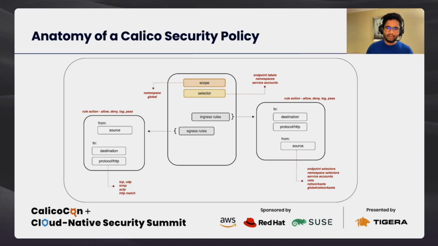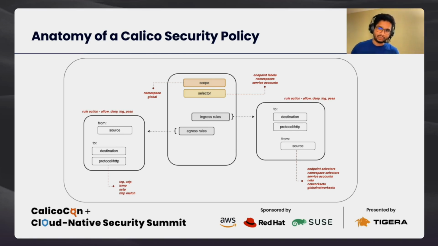Now, a policy is going to have one or more ingress and or egress rules. And if you look at a particular rule, in a rule you could have either an allow, deny, log, or pass action. And in an egress rule, if you look at the destination, there's a to field there where you could specify the destination and the destination protocol. There's also a from field there that you can use to specify the source.